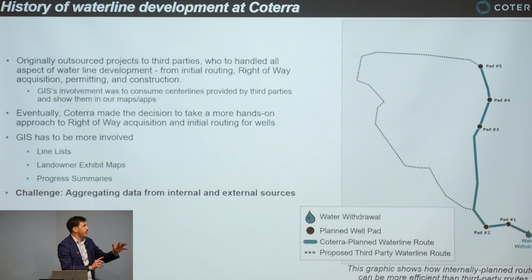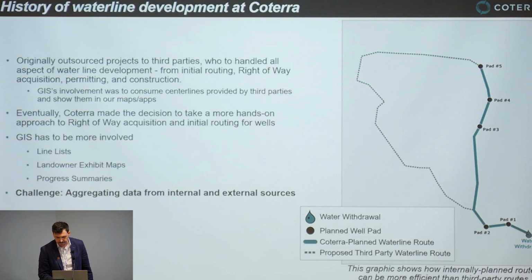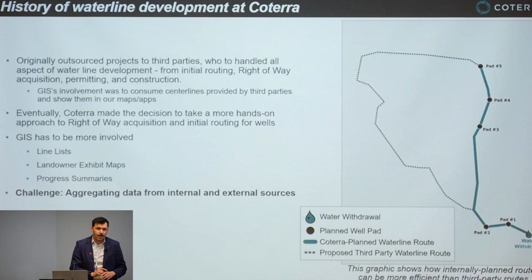So the history of how we began doing this at Coterra. Originally, a few years ago, we decided to try replacing water hauling at some of our pads with water delivery via pipeline at some pads scheduled to be fracked in that first calendar year. We initially outsourced these projects to third parties, and they handled everything from initial routing, right-of-way acquisition, permitting, construction, and eventually pulling up the line after the particular frack was complete.